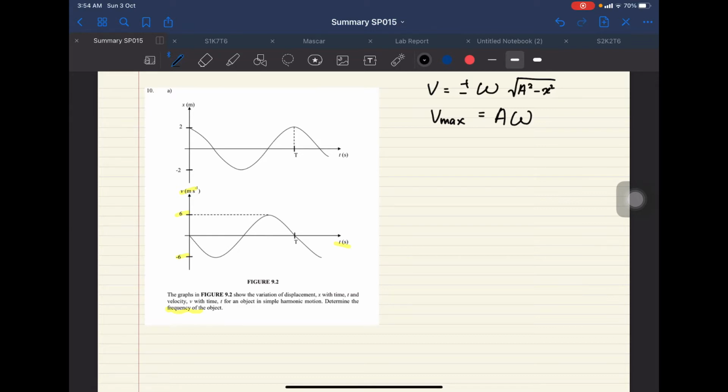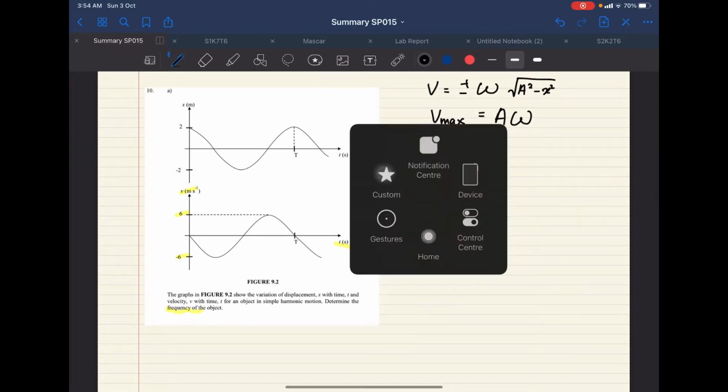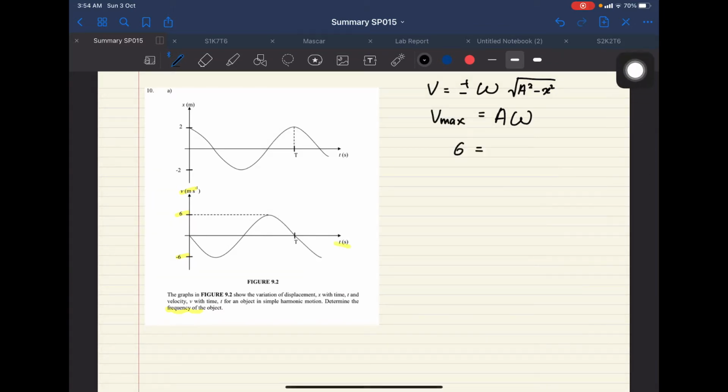The maximum value of velocity is when x is equal to 0. You can imagine when it is at equilibrium. When that happens, x becomes 0 and you are left with omega A. Then you can substitute the value of 6 over here. The amplitude, you can refer to the graph of x against t, which is 2.